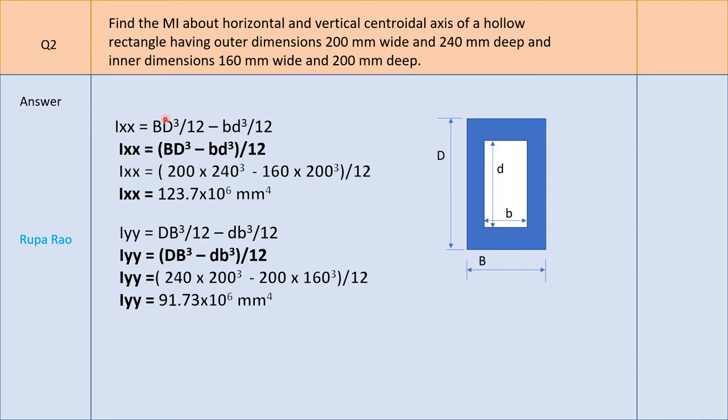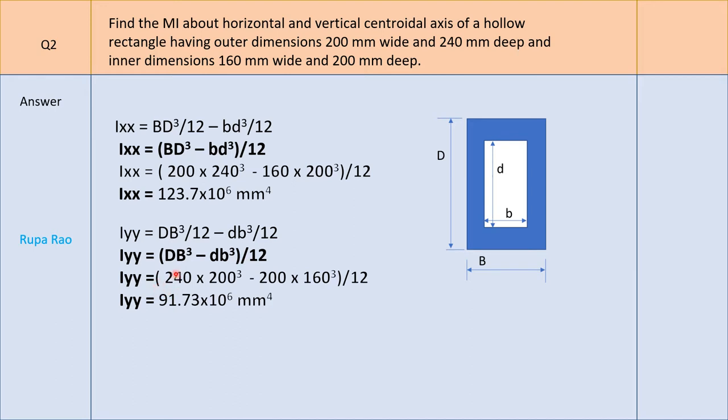Now here for xx it is bd cube, for yy it is db cube by 12, the moment of inertia of the outer rectangle capital DB cube by 12 minus moment of inertia of the inner rectangle small db cube by 12. If I take out 1 by 12 common, it is bracket open capital DB cube minus small db cube bracket close divided by 12.